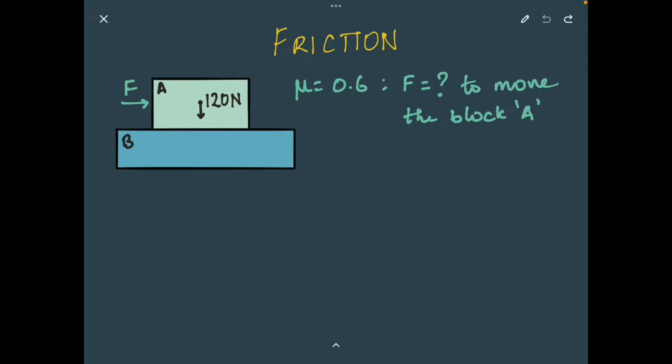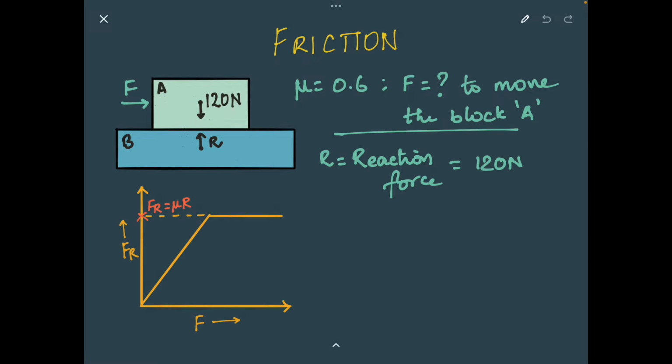Now the very first step to solve this kind of problem is to identify all the forces acting on this body. Now we know the self weight as 120 Newton. The reaction force for this self weight will be equal to 120 Newtons. Also, in the previous section, we learned about the friction force that is being developed when two bodies are in contact.